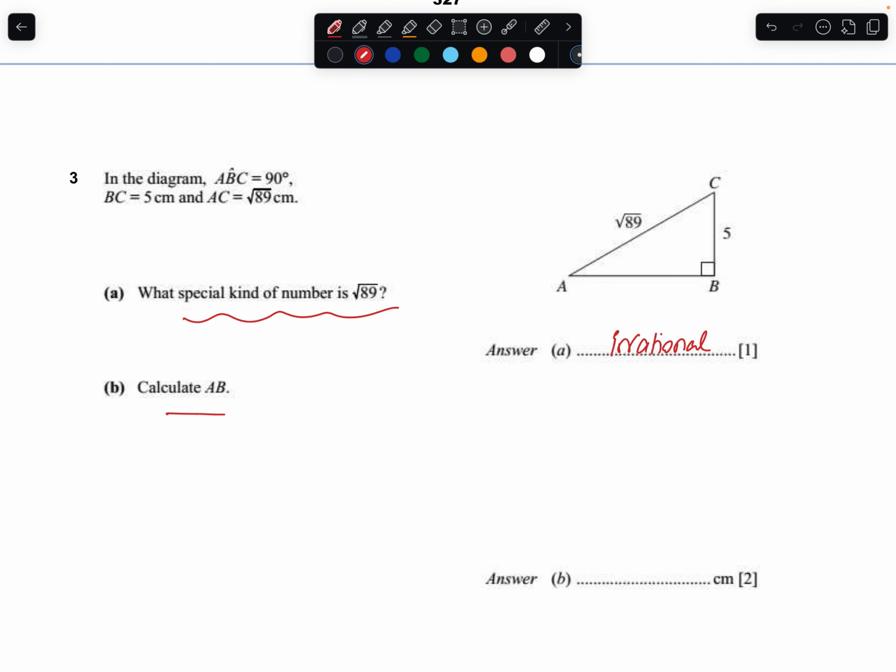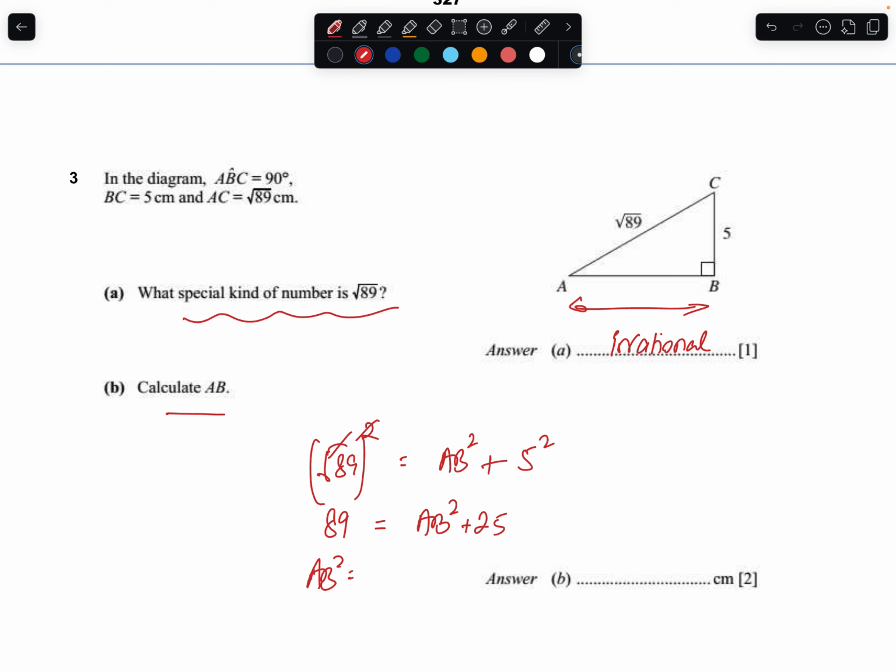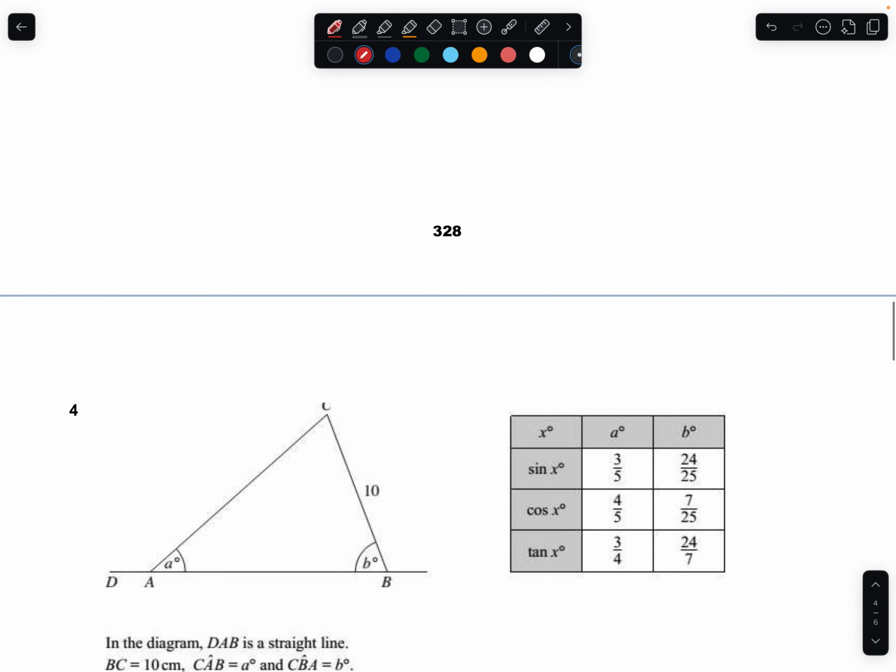Calculate AB. This is Pythagoras theorem. इसमें angles involved नहीं है. तो root 89 का square is equal to AB का square plus 5 का square. 89, because square root and square cancels out, is equal to AB square plus 25. Take this to the other side. We get AB squared as 89 minus 25, which is 64. So AB is the square root of that, which is 8. So we get AB as 8. ये आ गया ये वाला.